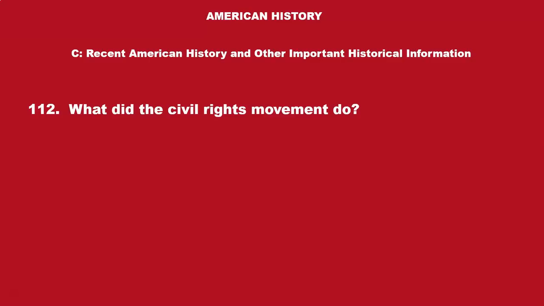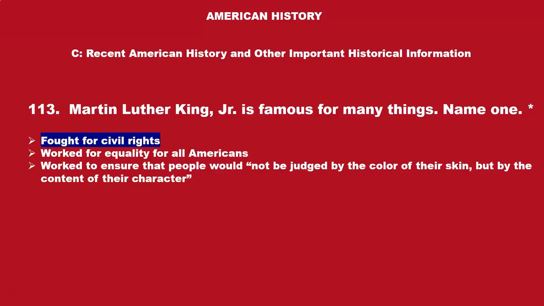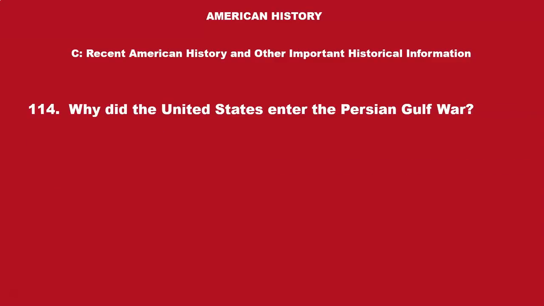What did the Civil Rights Movement do? Fought to end racial discrimination. Martin Luther King Jr. is famous for many things. Name one. Fought for civil rights. Why did the United States enter the Persian Gulf War?